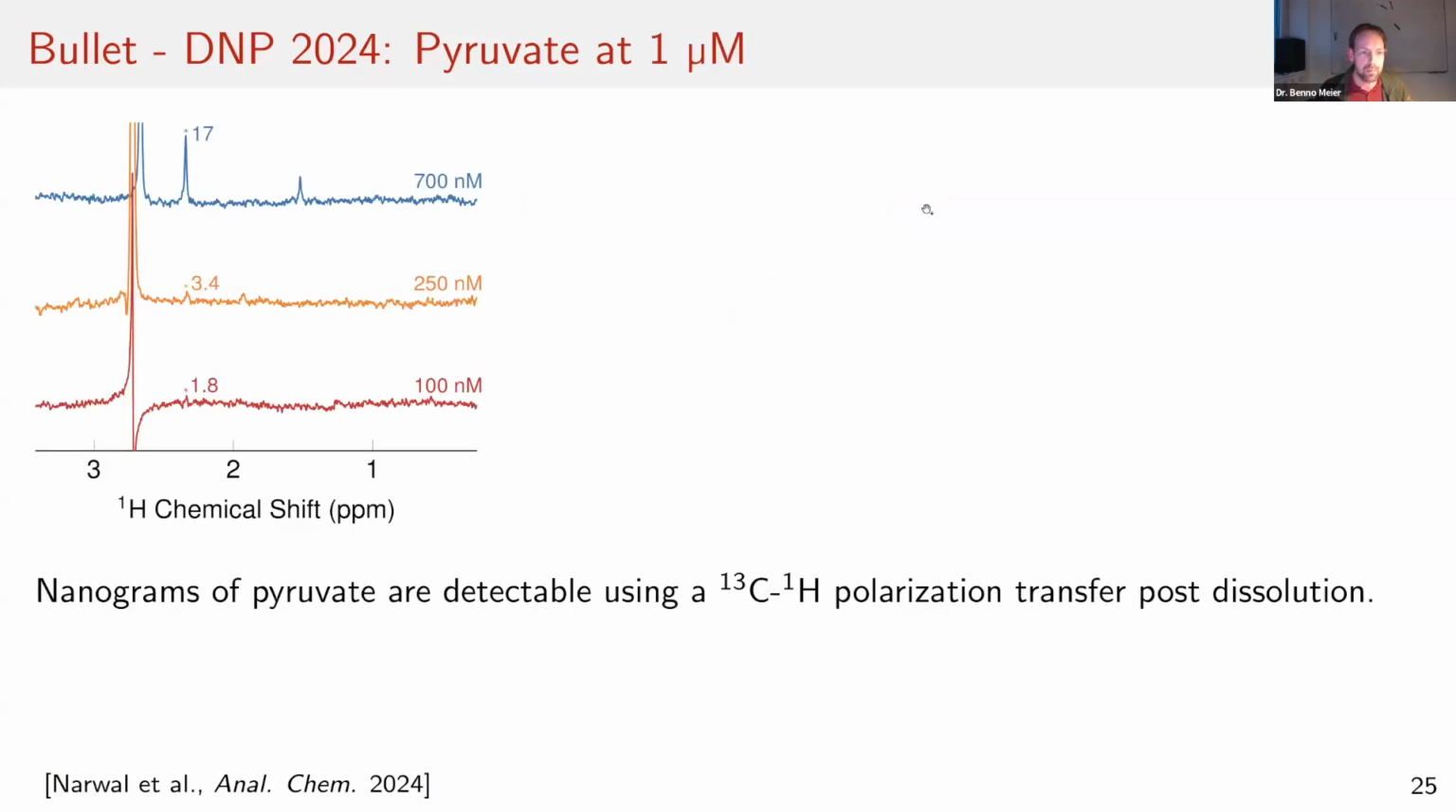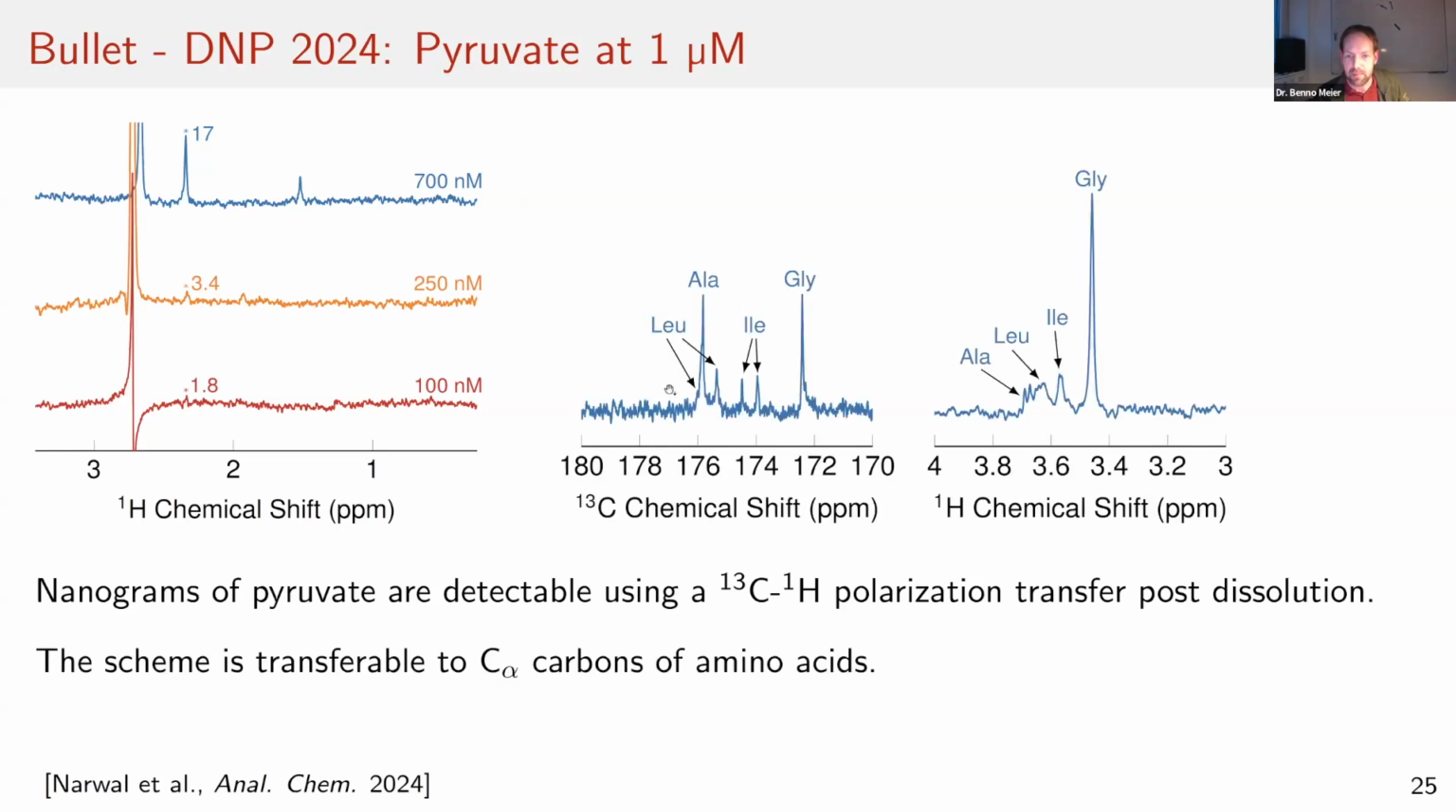Okay, now you can see a few more data sets here. This is again the 700 nanomolar. You can push it a bit further. At 250 nanomolar, you just about still see the signal. And then at 100 nanomolar, we can argue whether there's a signal or not. But certainly nanograms of pyruvate are detectable. And you can also do that for amino acids. If you have amino acids with a C-alpha carbon label, then you can do essentially the same trick. So that's shown here. I think these are low micromolar concentrations.